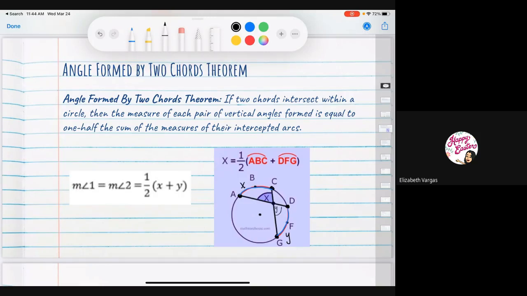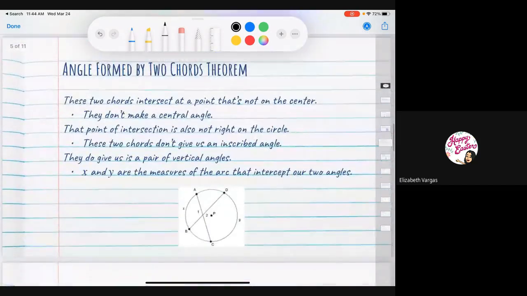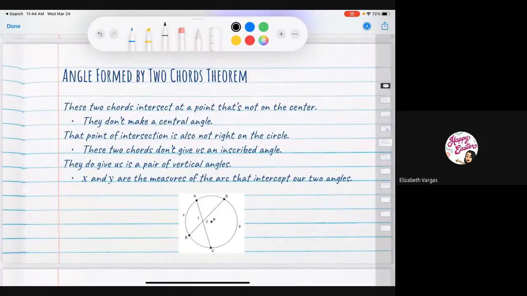We'll look at an example in just a second, but here's just a little more of an overview. So, angle formed by two chords theorem. These two chords intersect at a point that's not on the center, as we see here. They do not make a central angle. The point of intersection is also not right on the circle. The two chords do not give us an inscribed angle.